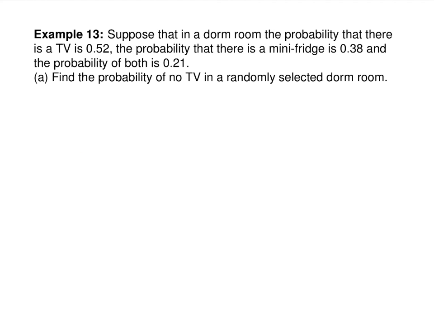So suppose in a dorm room, the probability that there is a TV is 0.52, and the probability that there's a mini fridge is 0.38, and the probability of both is 0.21. So find the probability of no TV in a randomly selected dorm room. Well, no TV would equal 1 minus P that there is a TV, 1 minus 0.52, or 0.48.